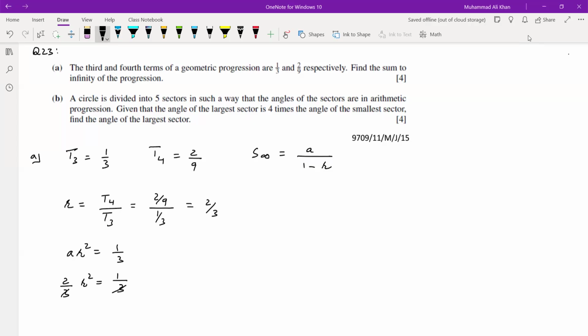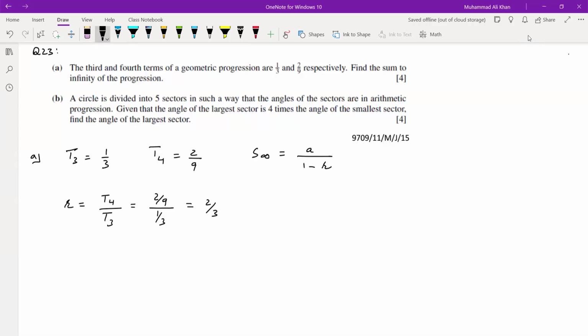The value of R is 2/3. Sorry, इसमें हमें R की वैल्यू रखना थी, हमने A की जगह पर रख दी. मैं इसको दोबारा कर रहा हूं सॉल्व.